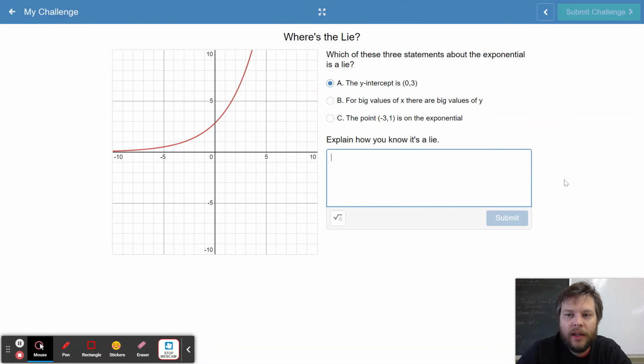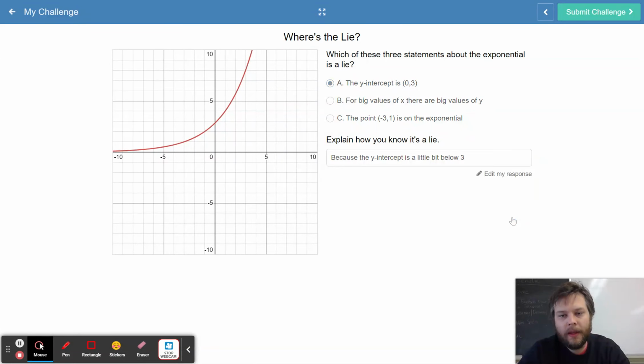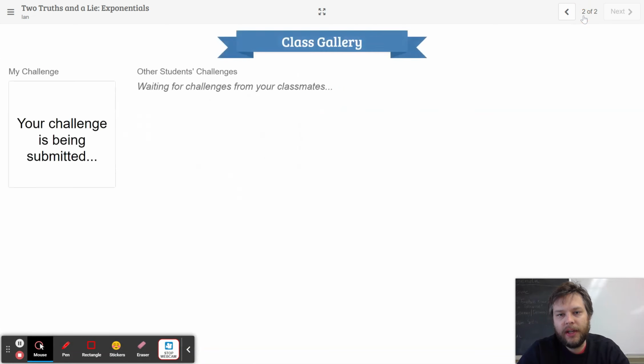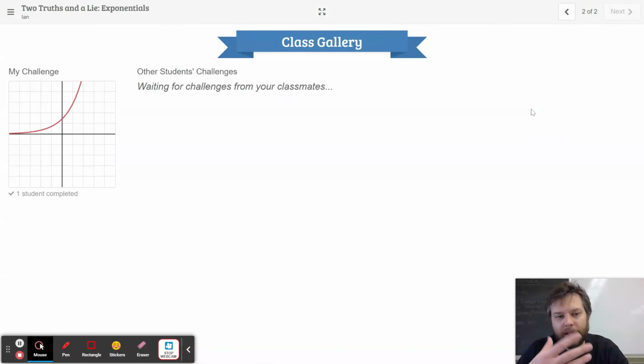So there you go. That's the lie. You'll explain, and then you'll submit the challenge. I'll say because the y-intercept is a little bit below 3. And then submit the challenge. As more students do this, you'll see other challenges showing up, and then you can return to this slide to complete more and more challenges. So thank you. Ask questions, make comments, and I will answer them.